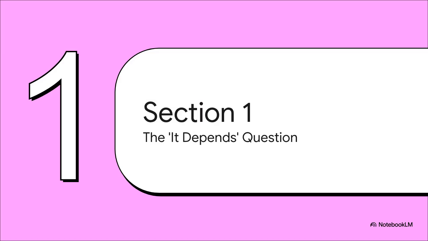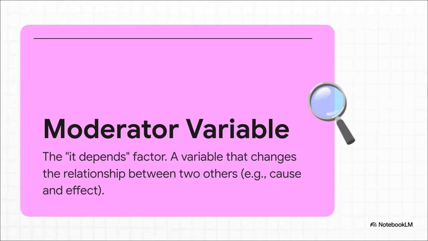So, let's get into how scientists officially tackle this. How do they ask that one-size-fits-all question? Well, they frame it as the "it depends" question. And that crucial "it depends" factor, it has a scientific name, of course. It's called a moderator variable. That's the key. It's the thing that can completely change the relationship between a cause and an effect. It's the reason the answer to so many complex questions is, well, it depends.